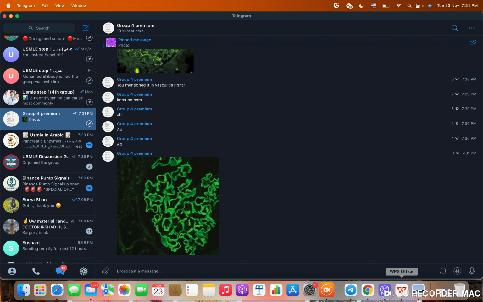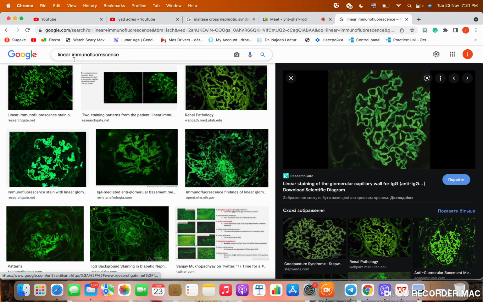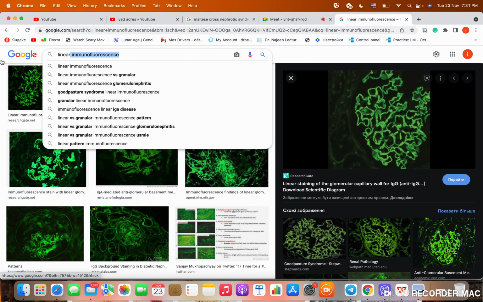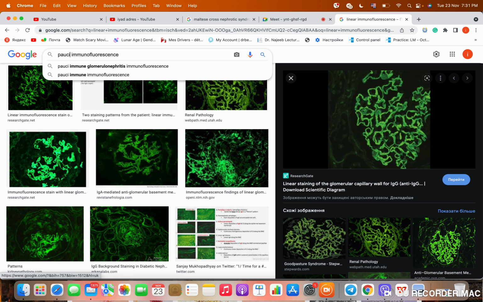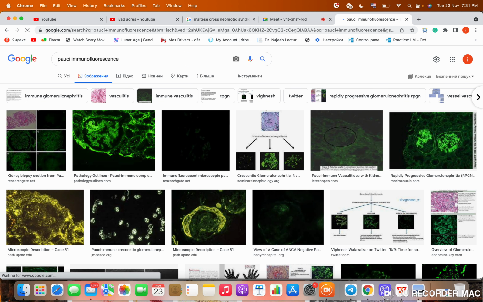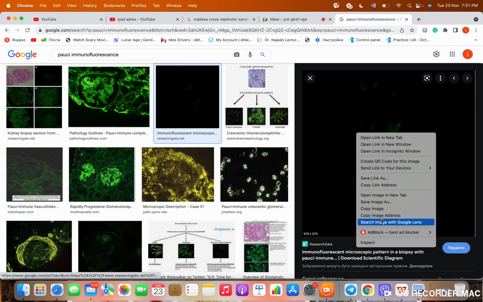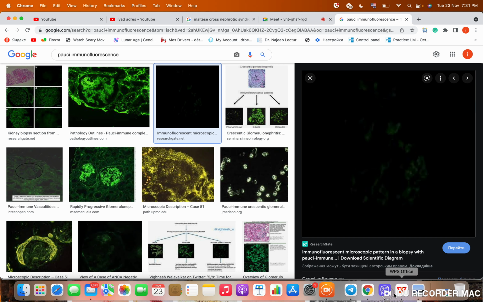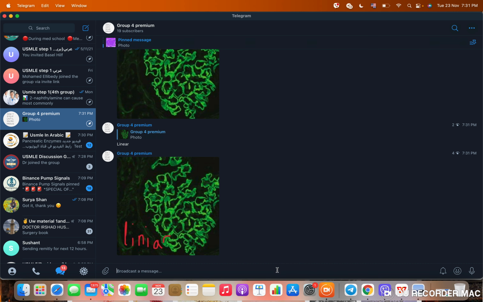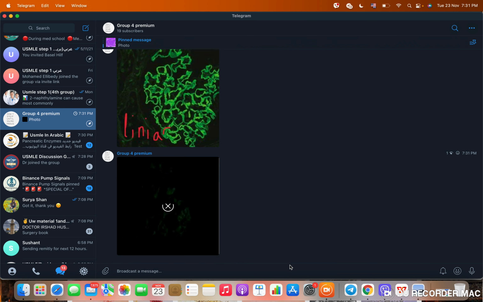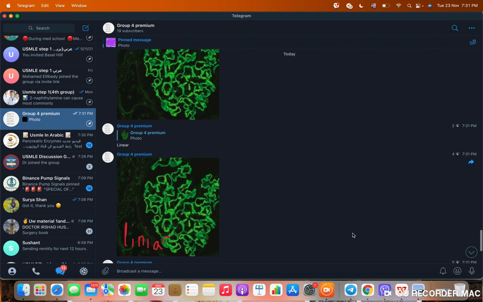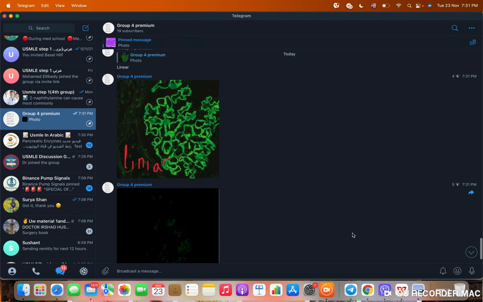Okay, so the third one is when there is no accumulation at all. There is no antibody accumulation, there is no immune complex accumulation. We call it pauci-immune, okay? So pauci-immune looks something like this. It's pauci-immune, it means it's pitch black. You cannot see anything.